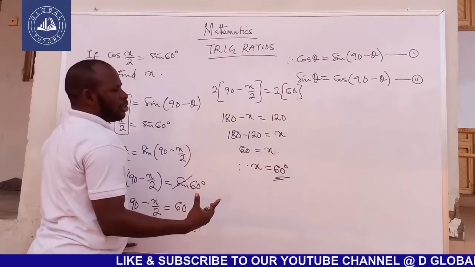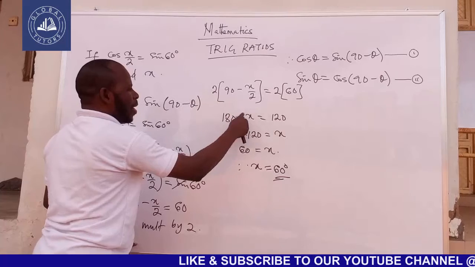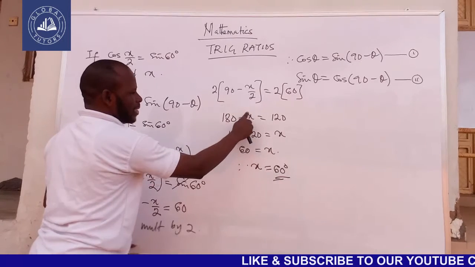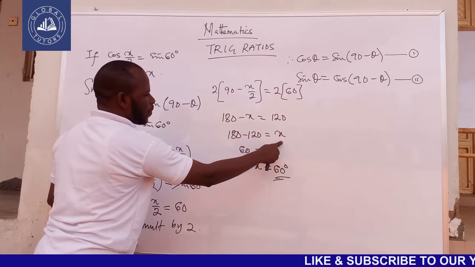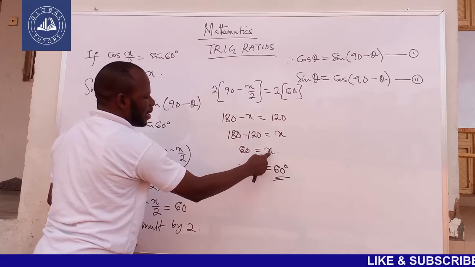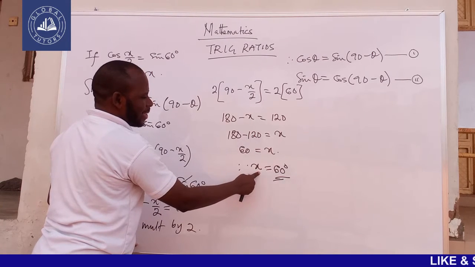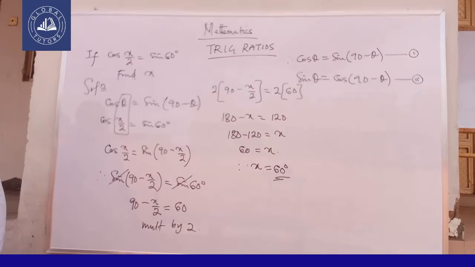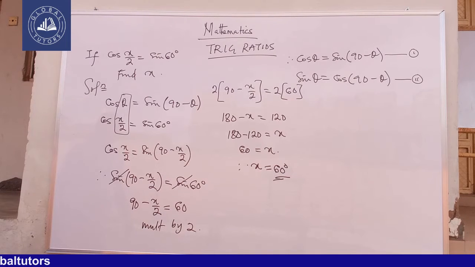So what we now do is collect like terms. Move this one here, it becomes minus 120. Move this one here, it becomes plus x. So 60 is x. Therefore, you can conclude that what? x is 60 degrees. I hope you are following the class.